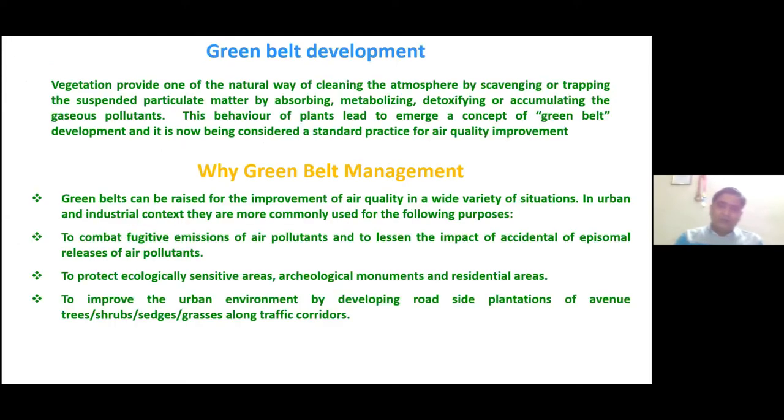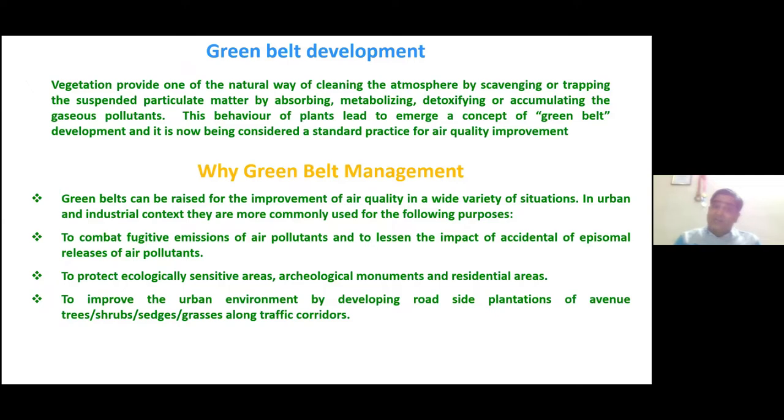So friends, green belt development means vegetation provides one of the natural ways of cleaning the atmosphere by scavenging or trapping particulate matter, and by absorbing, metabolizing, and detoxifying the accumulations of gaseous pollutants. This behavior of plants led to the emergence of the concept of green belt development, and it is now being considered a standard practice for air quality improvement.